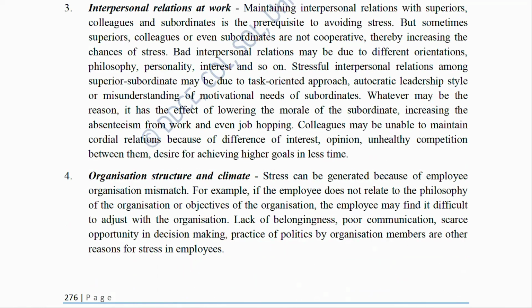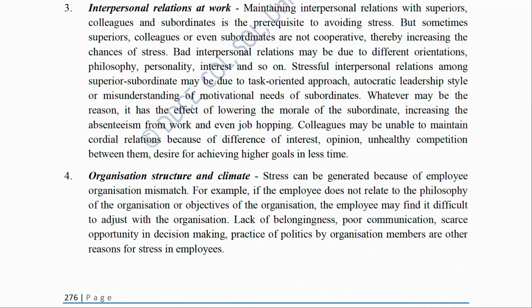Third, interpersonal relations at work. Maintaining interpersonal relations with superiors, colleagues, and subordinates is the prerequisite to avoiding stress. But sometimes superiors, colleagues, or even subordinates are not cooperative, thereby increasing the chance of stress. Bad interpersonal relations may be due to different orientations, philosophy, personality, interest, and so on.